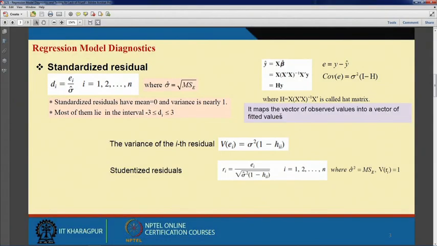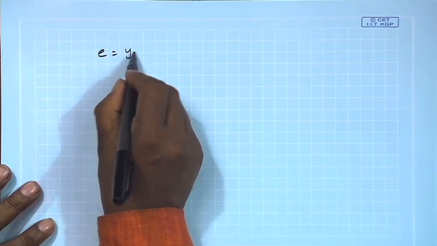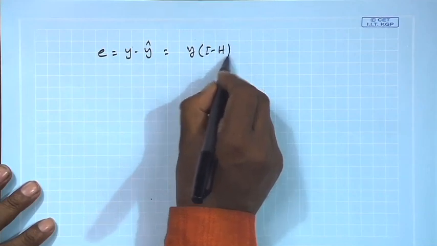That is a beautiful thing: the beta coefficient talks about the influence of the variable on the response, whereas from the hat matrix you will know the influence of every individual observation on the response. That is the interesting one. So, if y cap is Hy, then the residual will be y minus y cap, which is y times I minus H.